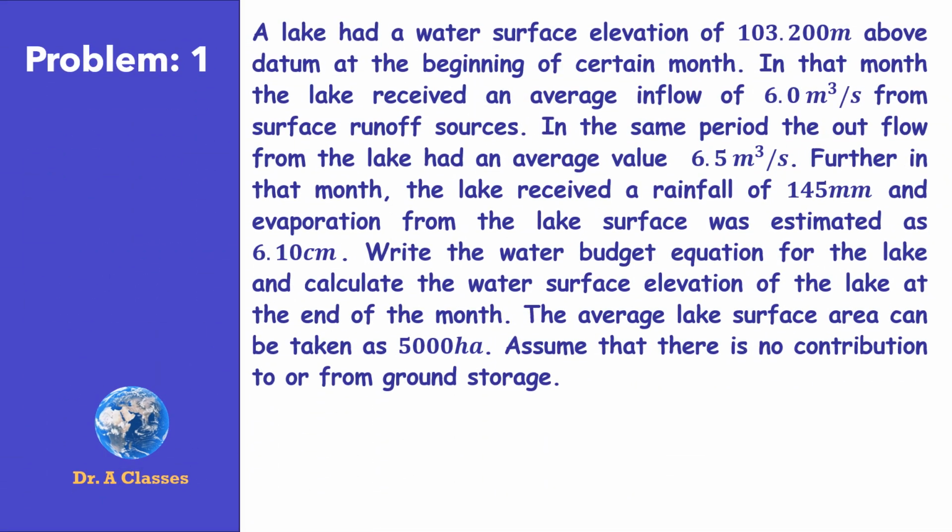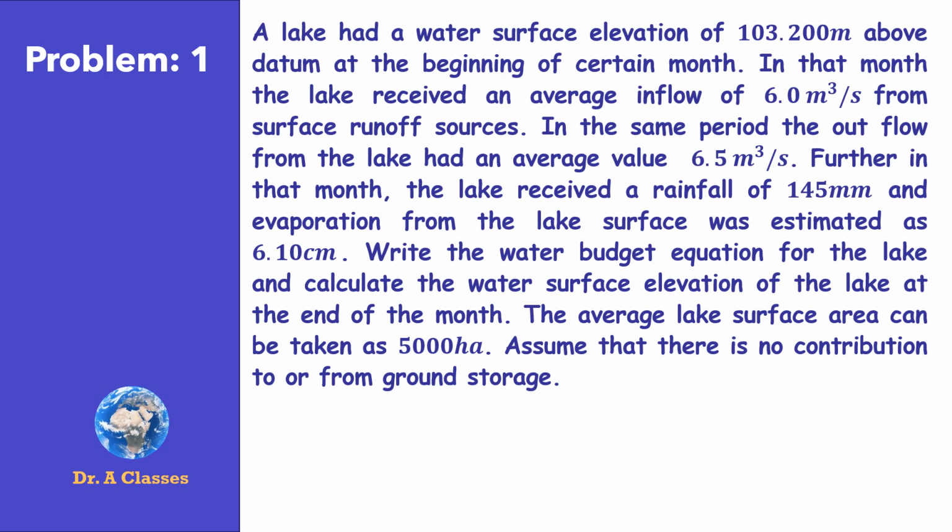First problem, a lake had a water surface elevation of 103.200 meters above datum at the beginning of a certain month. In that month, the lake received an average inflow of 6.0 meter cube per second from surface runoff sources. In the same period, the outflow from the lake had an average value of 6.5 meter cube per second.